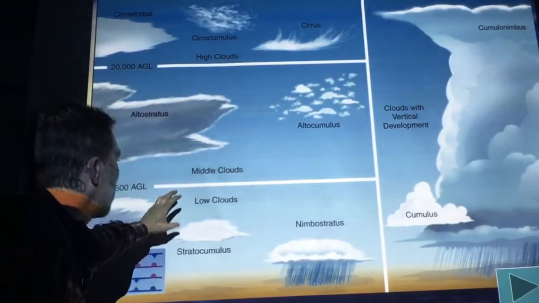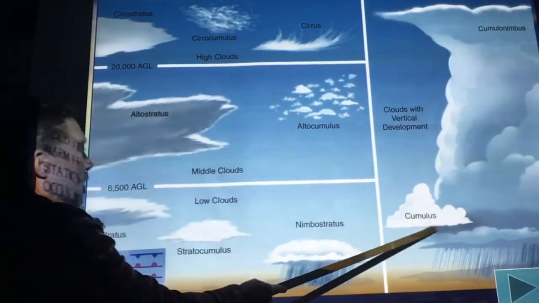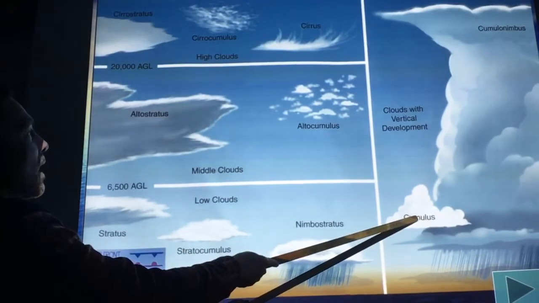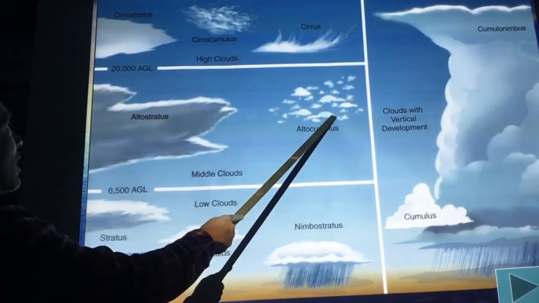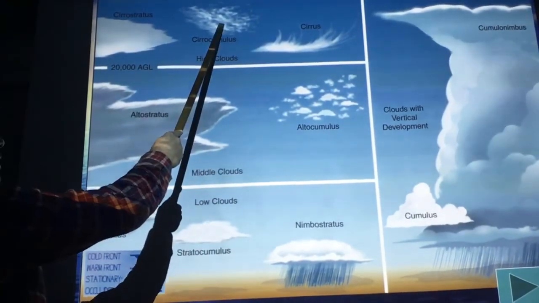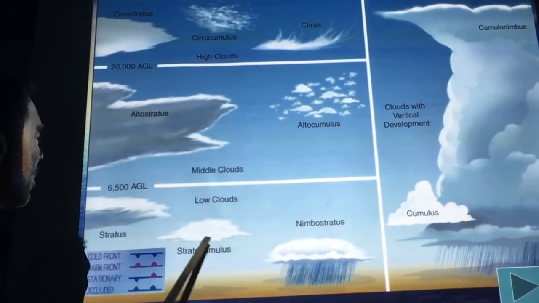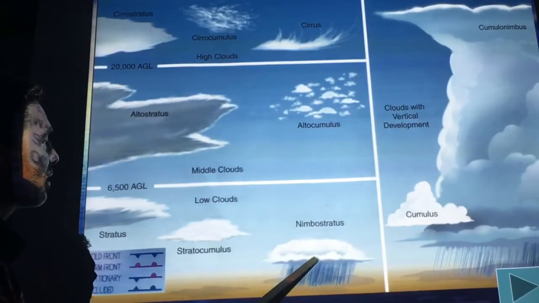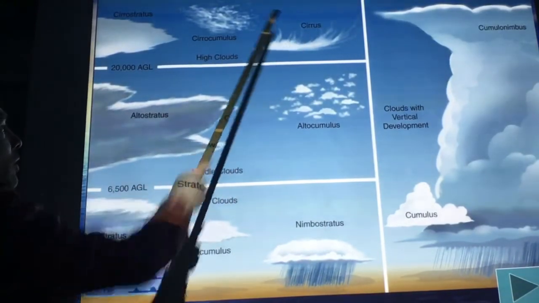Now we don't have just a regular cumulus, which, oh here it is, right over here. Cumulus, it should be over here probably. The cumulus is just chunky low, and then altocumulus, and then cirrocumulus. And then the outliers are combinations, strato and cumulus, nimbostratus with the rain, cirrus, real wispy.